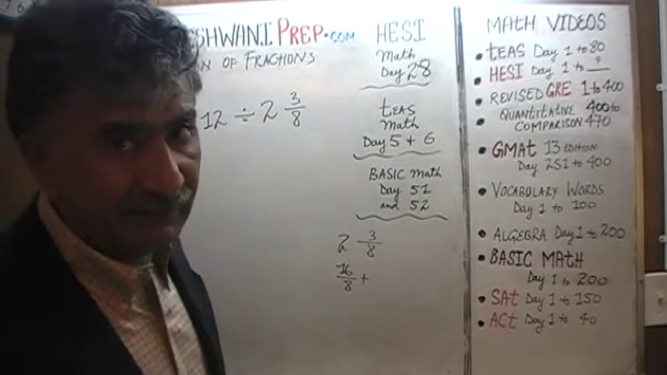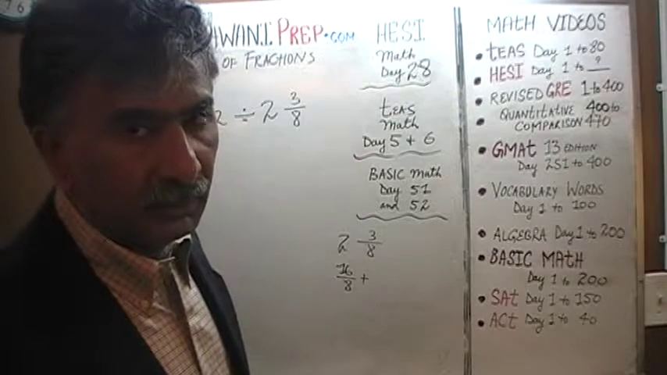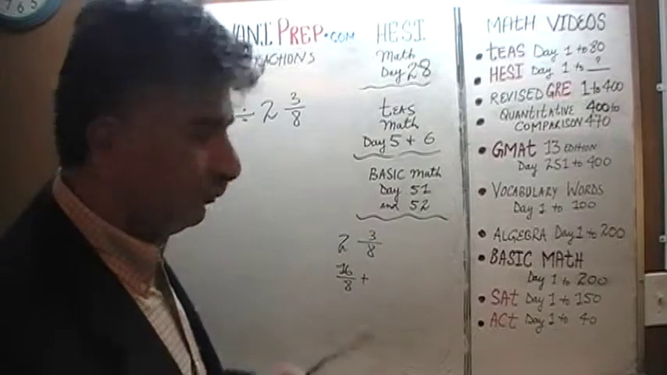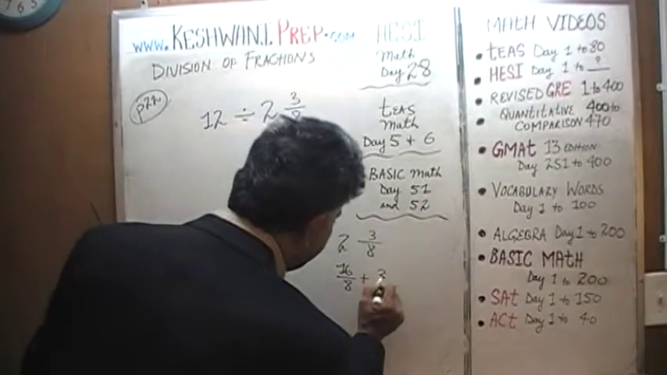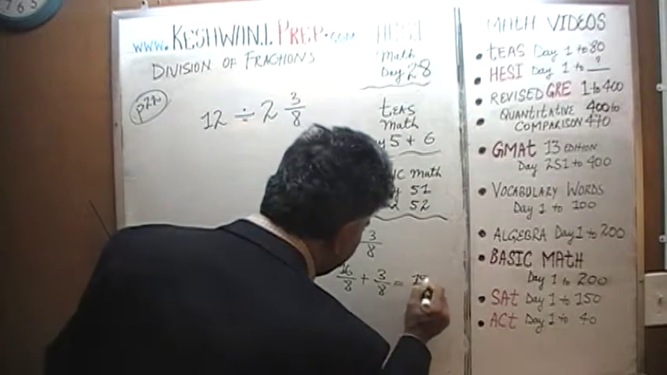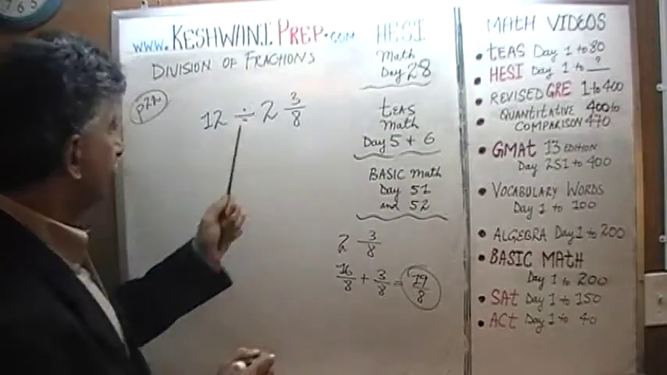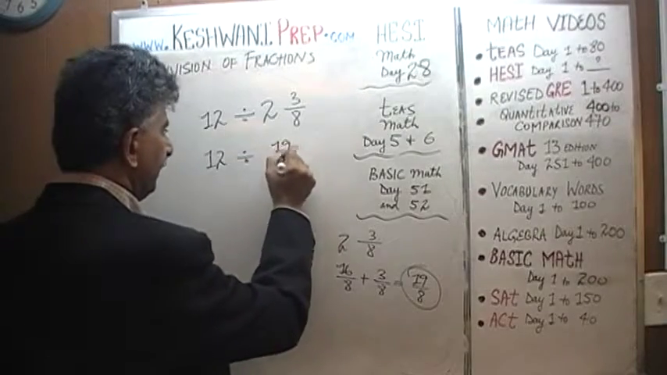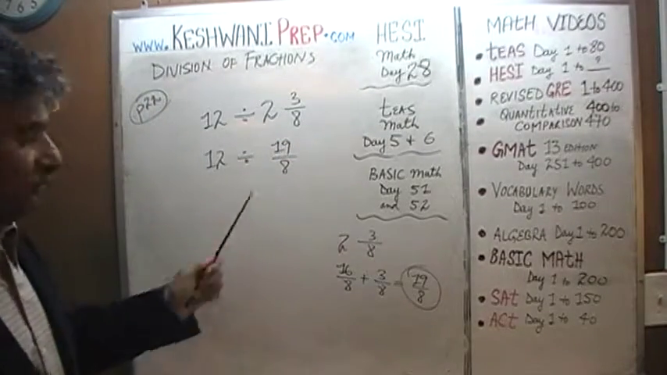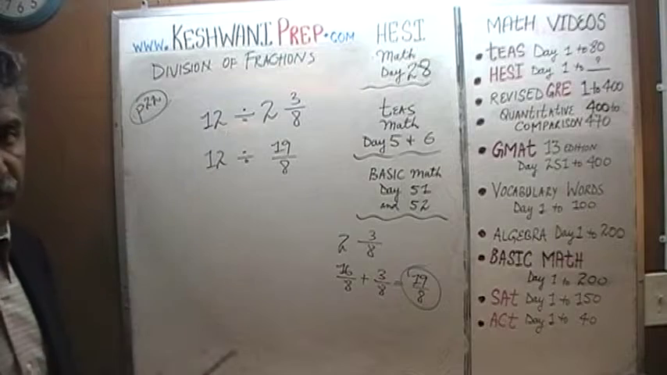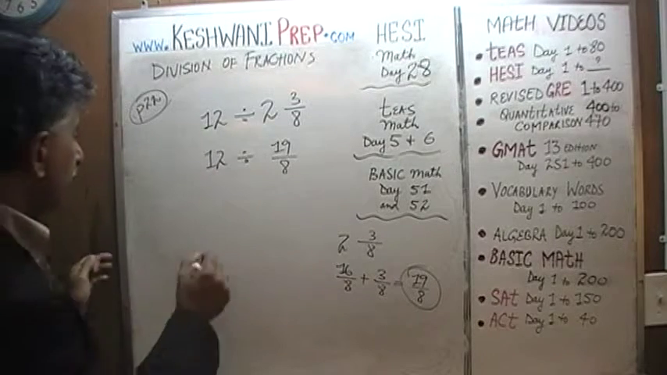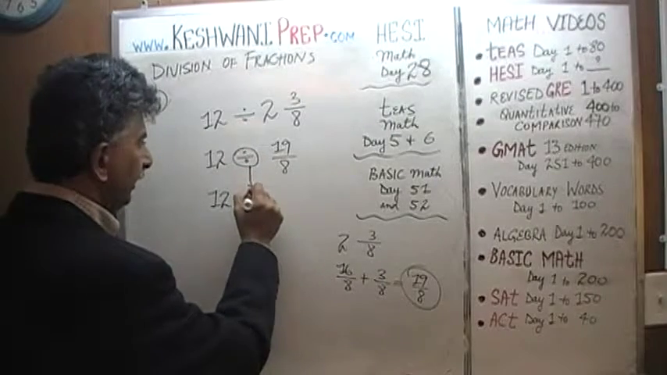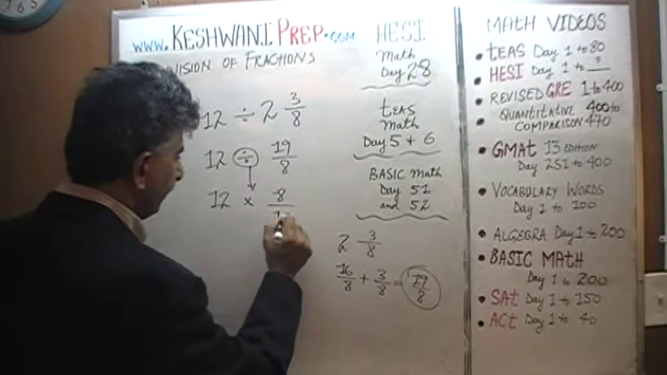Because 1 has 8 eighths. If you have 8 eighths, that's 1. Therefore 16 eighths will make 2. 16 eighths plus 3/8 is equal to 19 eighths. So this is the same as 12 divided by 19/8. Now we take the reciprocal of the second fraction and convert this division problem into a multiplication problem. So it becomes 12 times 8 over 19.